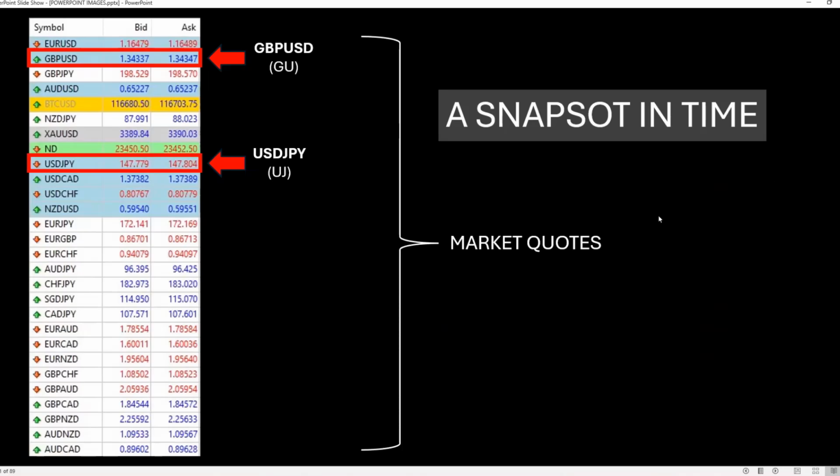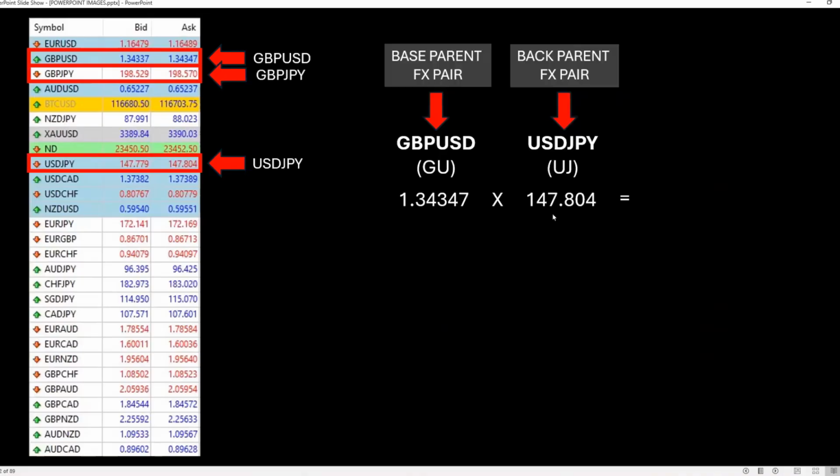Let's do a little experiment just for the fun of it. What if we multiply these two together? What do you think we'll get? Do you know the answer to this? Let's just multiply this exchange rate by this exchange rate. The GU times the UJ. Of course, you'll get GJ.